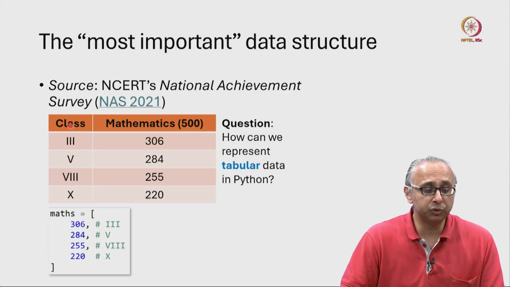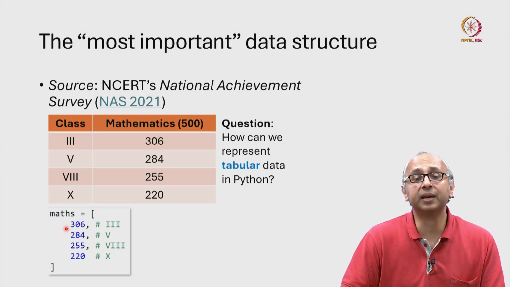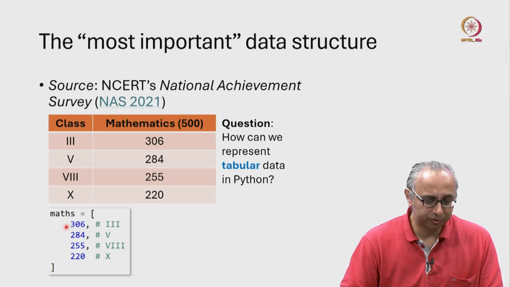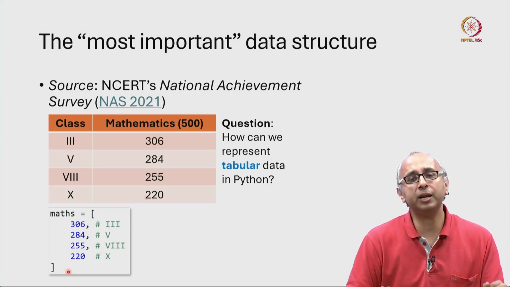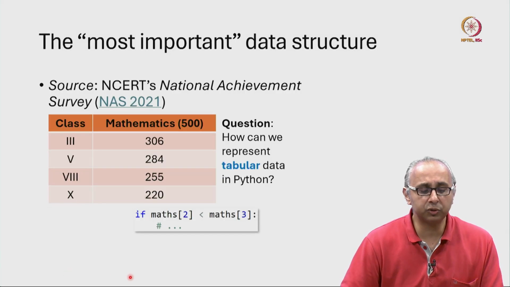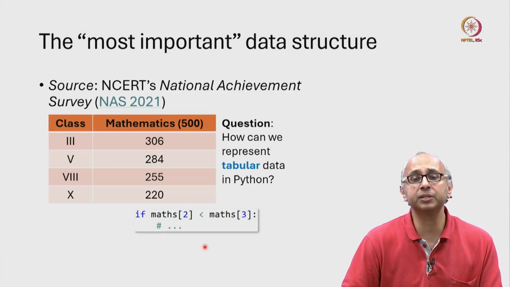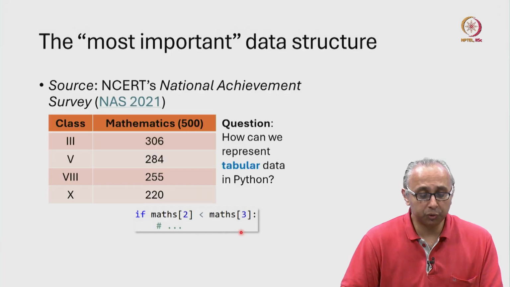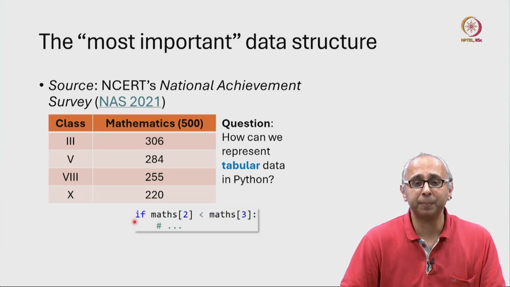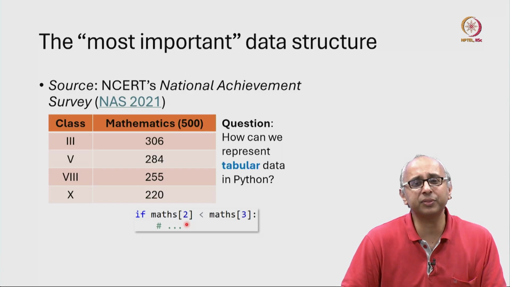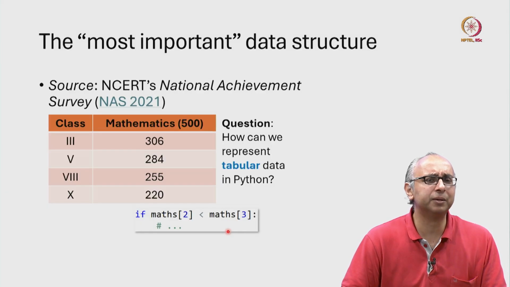And now, if I want to know what is the score of class 3, I know that is index 0 in this list. But imagine I have written this code somewhere, I have initialized this list, and then somewhere later on in the code, I want to examine two of these numbers and compare them. So if you now read this code, having forgotten that list, you might wonder, what is maths 2? Which grade does that correspond to? And which two grades are we comparing over here?